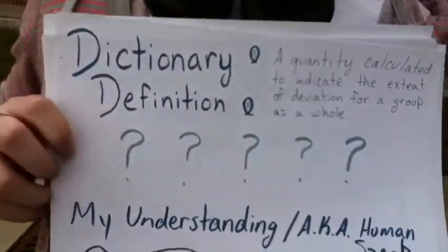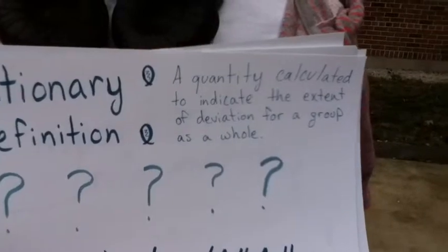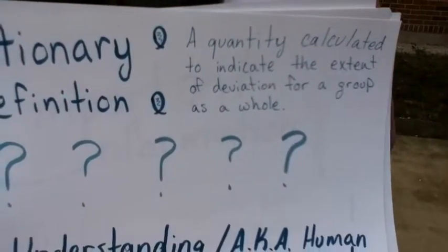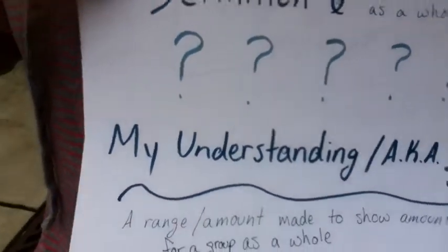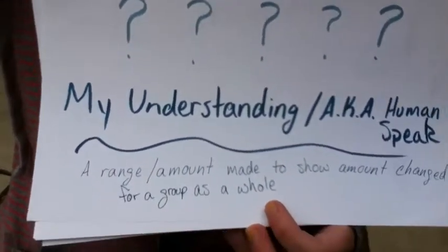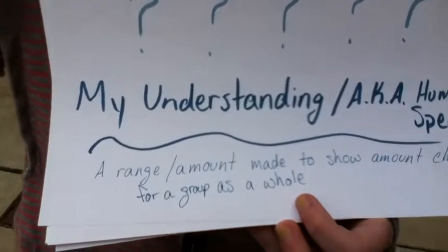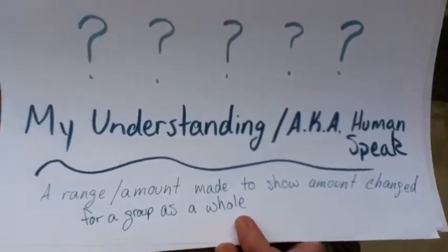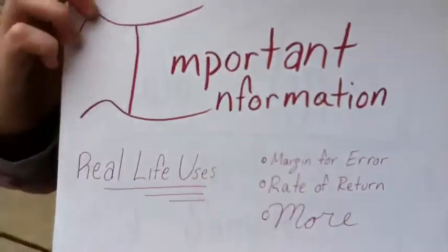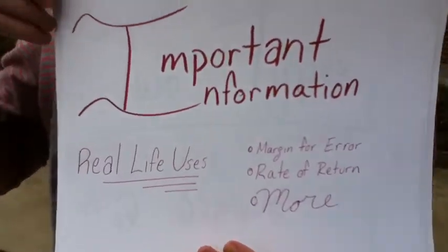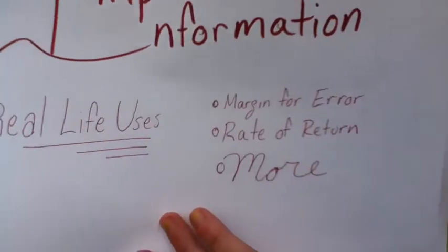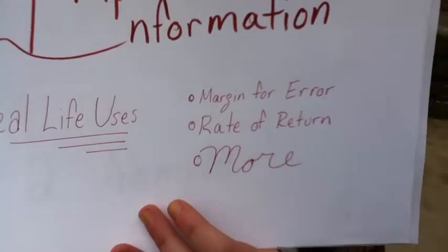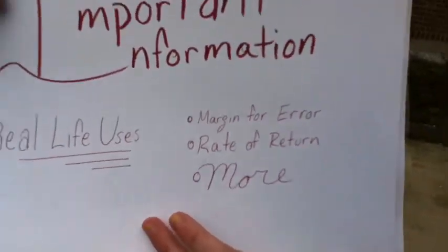The dictionary definition of standard deviation is a quantity calculated to indicate the extent of deviation for a group as a whole. And what the heck does that mean? Well, through my understanding, and aka human speak, it's a range or amount made to show an amount changed for a group as a whole. Important information is that in real life, it's used for margin of error in politics and polls, rate of return for store-bought things, and even more things.